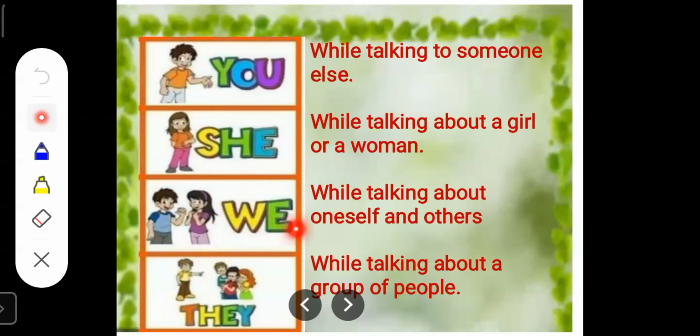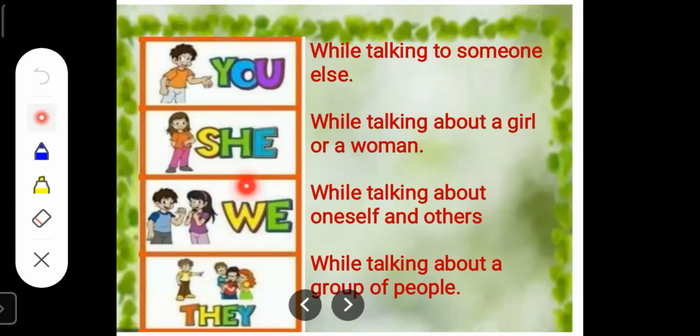So children, when we are talking about ourselves and someone else is there with us, I will not tell my name and that person's name, but I will tell we. I will use the subject pronoun we. So when do you use the subject pronoun we? While talking about oneself and others.